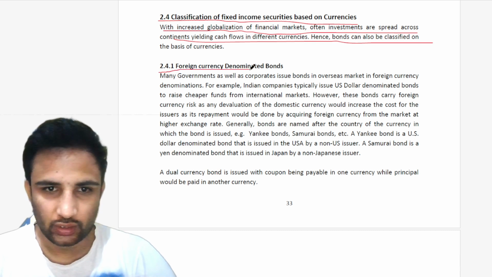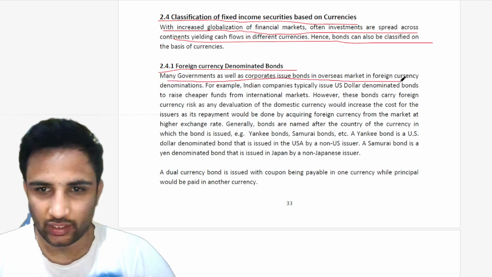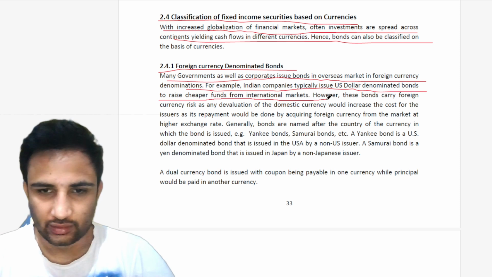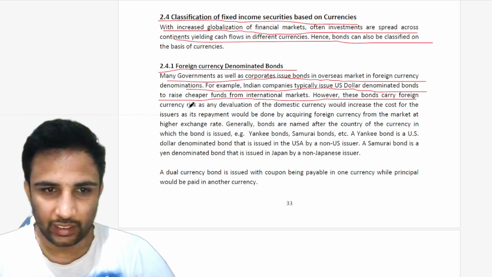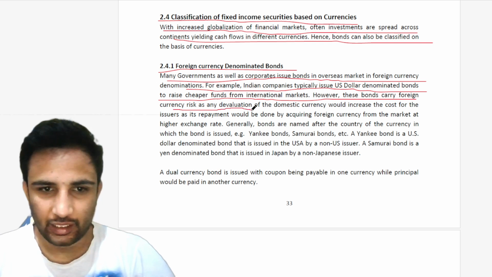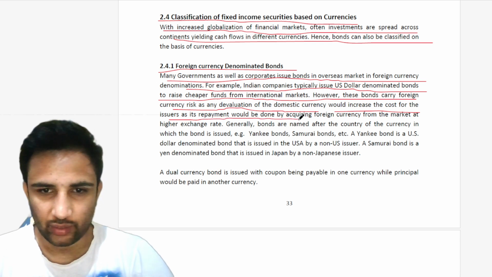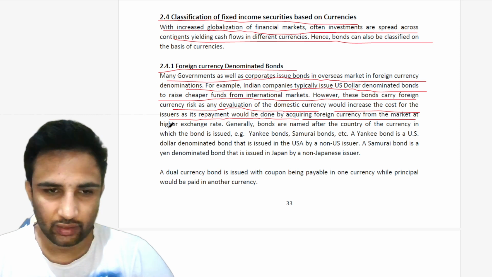Chapter 2.4.1 Foreign Currency Denominated Bonds. Many governments as well as corporates issue bonds in overseas markets in foreign currency denominations. For example, Indian companies typically issue US dollar denominated bonds to raise cheaper funds from international markets. However, these bonds can carry foreign currency risk as any devaluation of the domestic currency would increase the cost for the issuers as its repayment would be done by acquiring foreign currency from the market at a higher exchange rate.